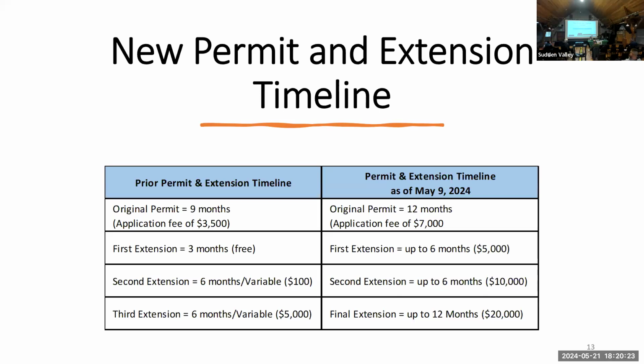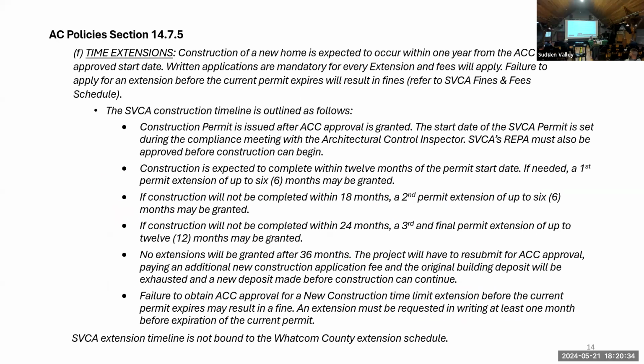We understand that stuff happens. And so we can allow for extensions that get you up to 3 years, but they are costly. This is the language. It will be posted to the website in the updated AC policies manual tomorrow. But here it is documented for you all tonight. And basically it just says what was in the chart. Your first 12 months is free. You can have an extension for another 6, an extension for another 6, and a final extension for another year.